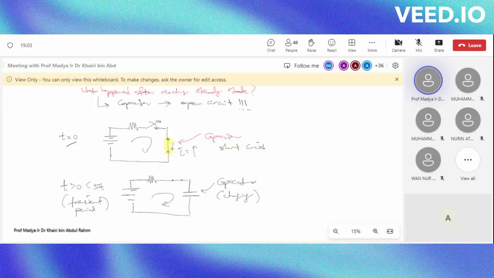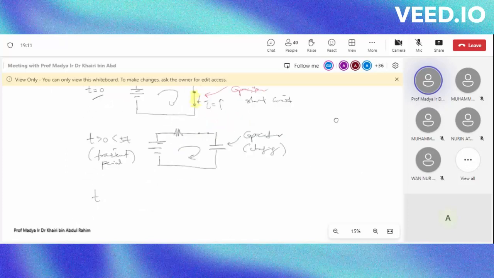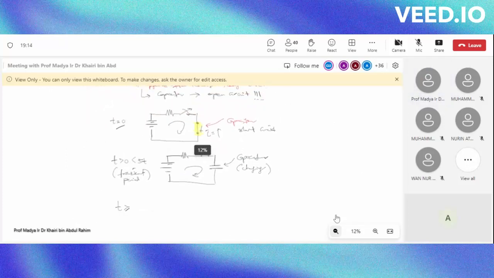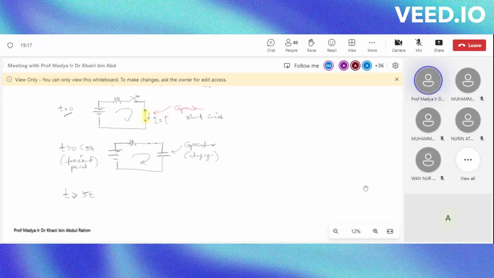And after that, so at five tau, okay, 5 tau. I think the symbol is slightly wrong. It should be tau, right? It's not t, it's tau. So I just put it so that you are aware it's tau like this. Okay. So what happened is the circuit will look like this.